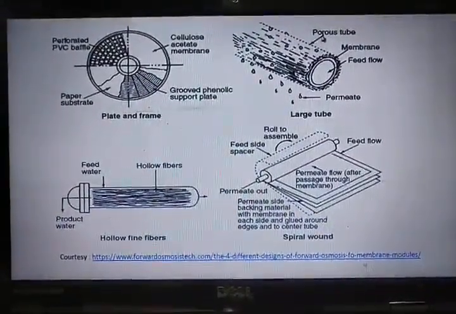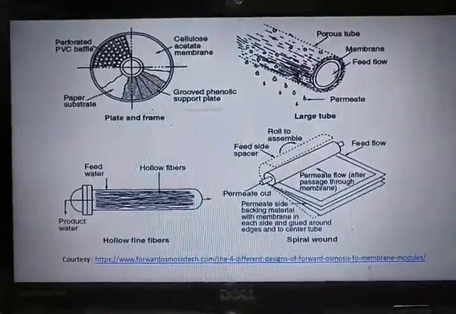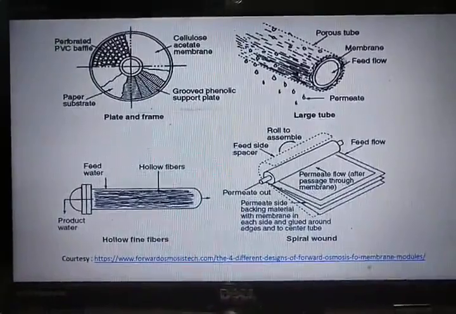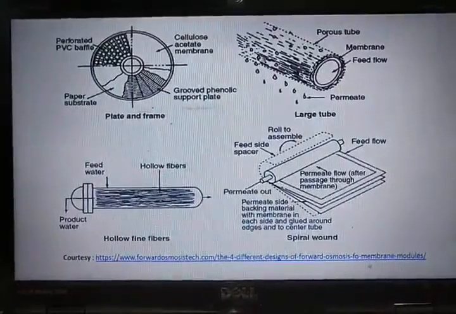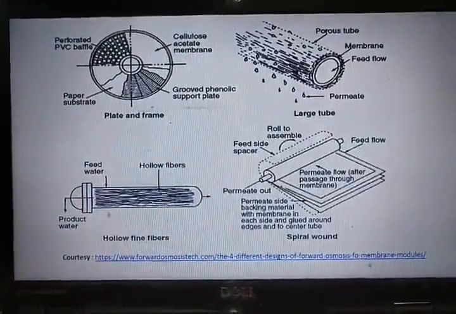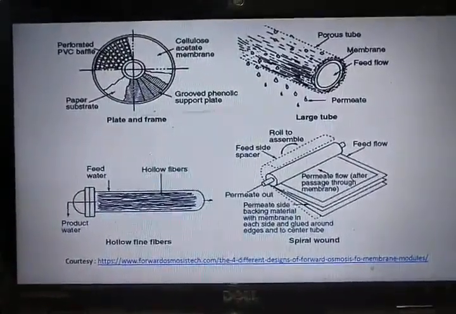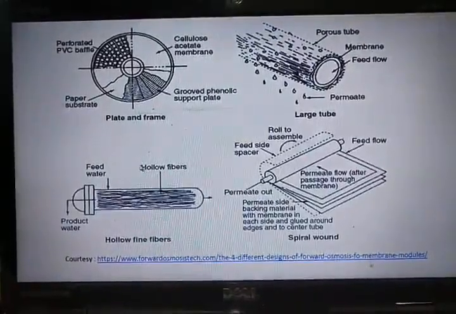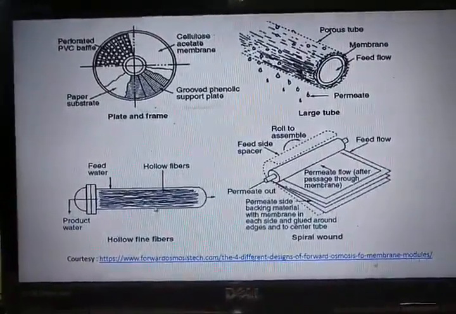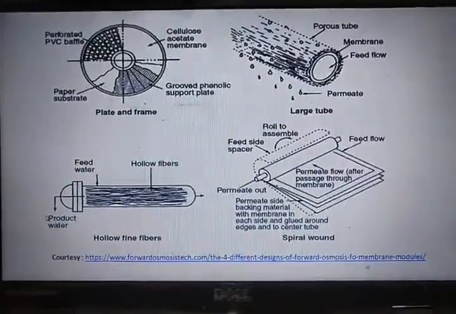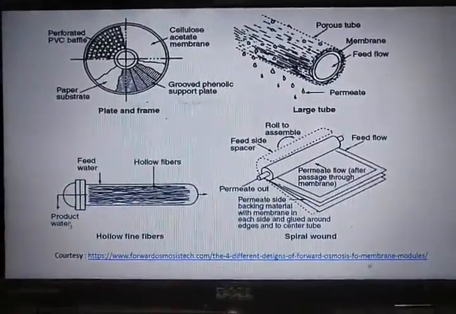So here you can see the porous tube, and this is the feed flow from the center and the membrane which will be covered over the top so that the water gets purified from this membrane. These are called hollow fine fibers. In this system many such hollow fibers are placed and arranged parallelly, and water is fed here so that the water gets treated using these hollow fibers, and the product water can be taken out.